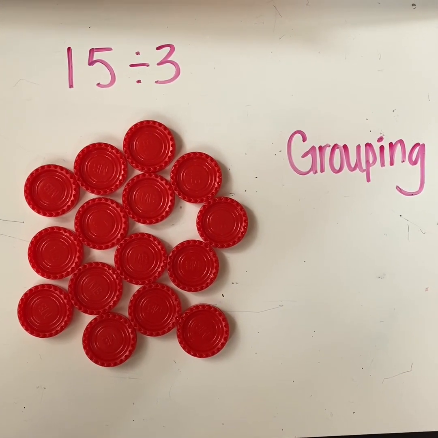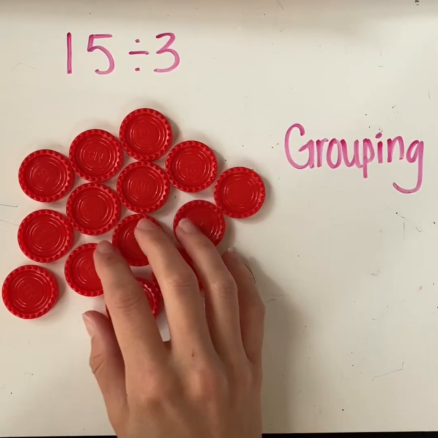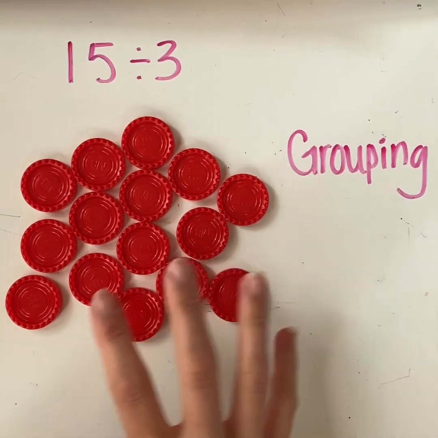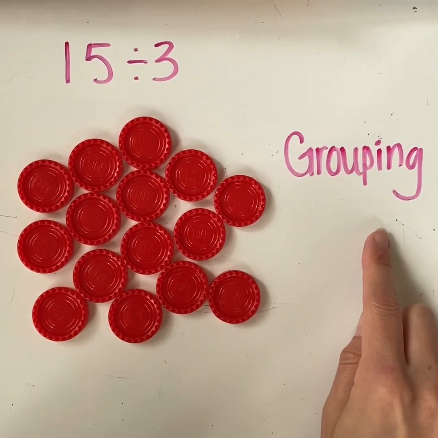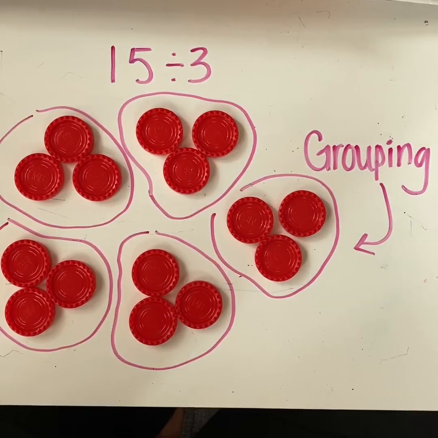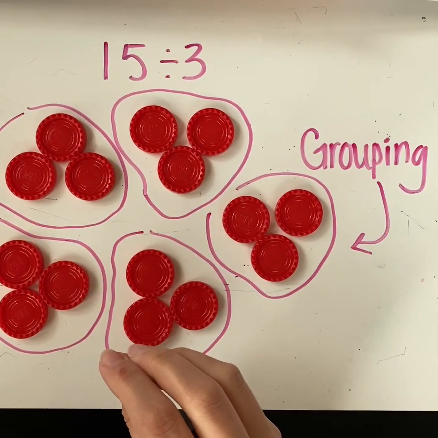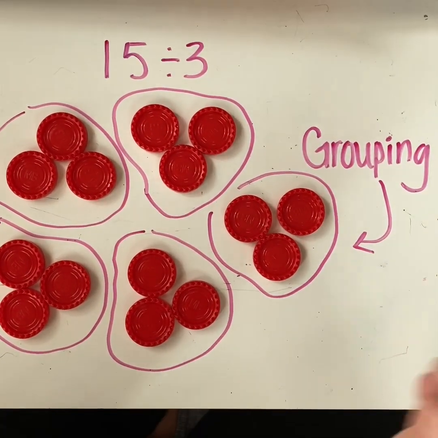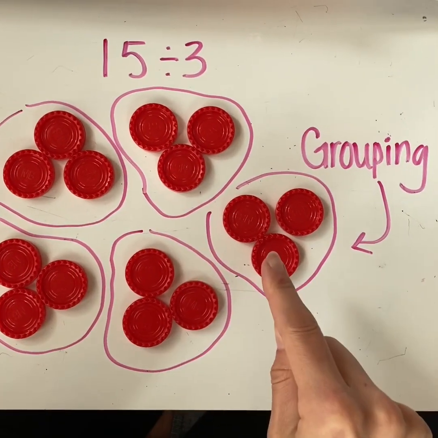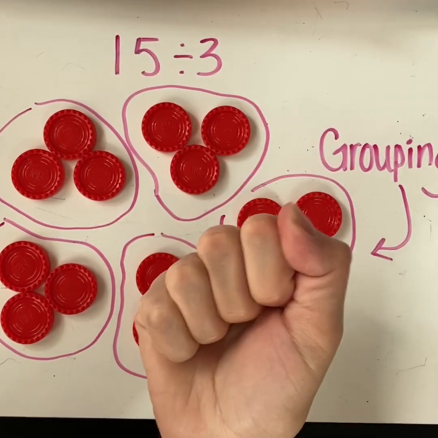Let's think about it for a moment. If I have 15 of these chips, and I want to put them into groups of 3, that would make this a grouping strategy. Now let's see what that would look like and how it would change the way I explain my answer. Notice here how I have the same 15 pieces, but I've divided them into groups of 3. So I have 3 in each group, right? And how many groups are there? Still 5.